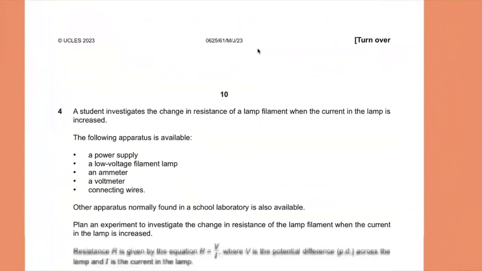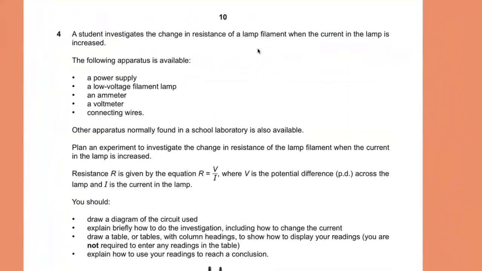All right, last part is a planning question. So do go through this. A student investigates the change in resistance of a lamp filament when the current in the lamp is increased. The following apparatus is available: a power supply, low voltage filament lamp, ammeter, voltmeter, connecting wires. Other apparatus normally found in a school lab is also available.